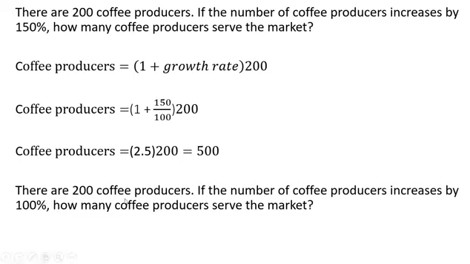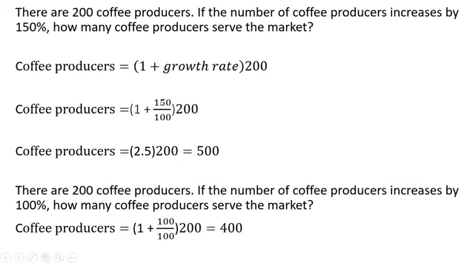Another example, there are 200 coffee producers in the market. If the number of coffee producers increases by 100%, how many coffee producers serve the market? So very similar to last time, except our growth rate here is a little bit smaller, and this is going to just simplify to 400. So 100% increase leads us to now 400 coffee producers in the market. Okay, moving on.